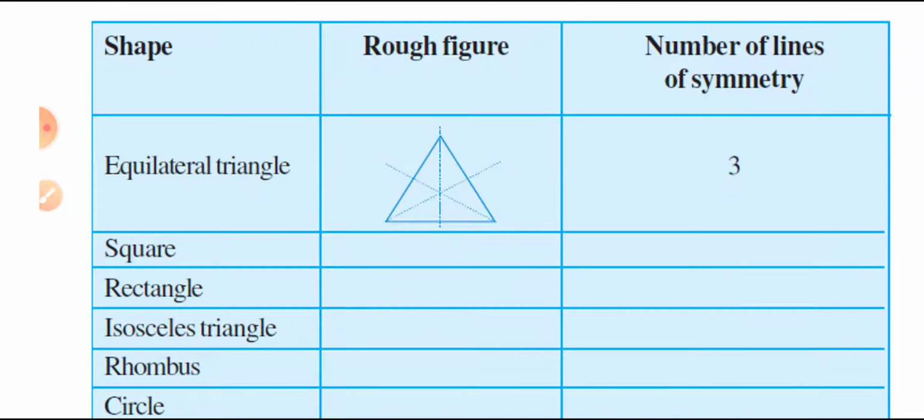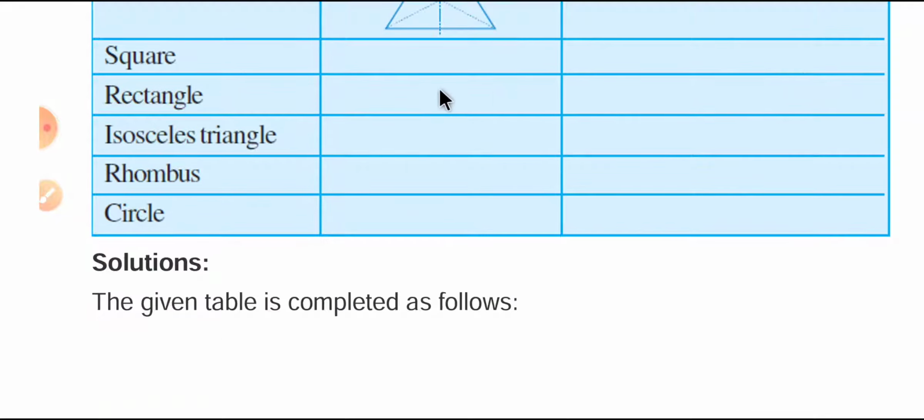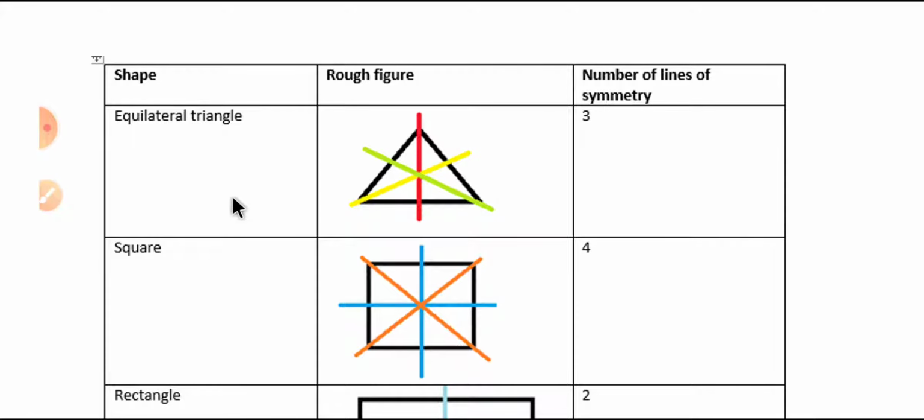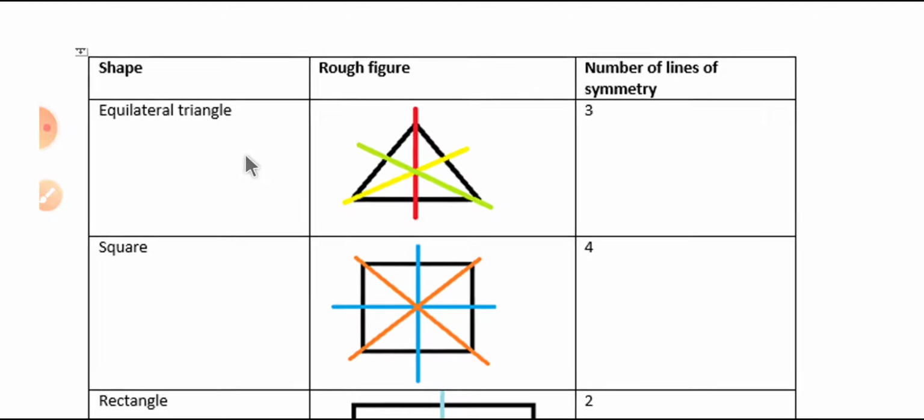Then question number 3, complete the following table. Here a table is given. Here you have to make the shapes and figures, and you have to write how many lines of symmetry are possible, like square, rectangle, isosceles triangle in this also. So first of all you can see equilateral triangle, which means all the 3 sides are equal.